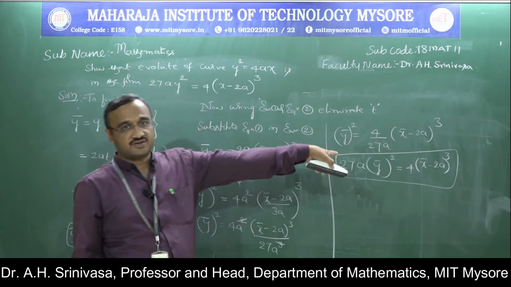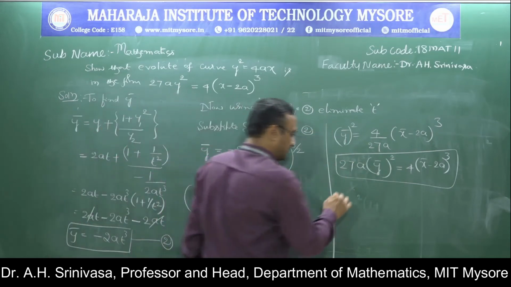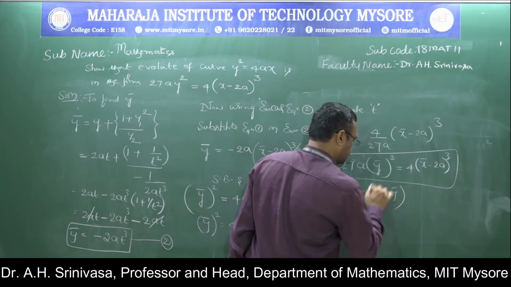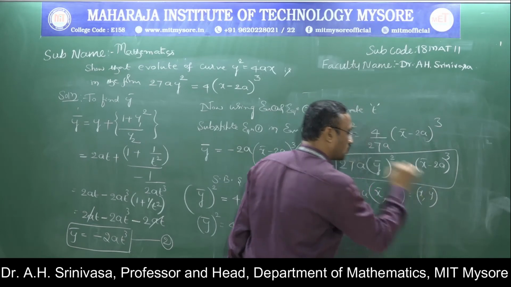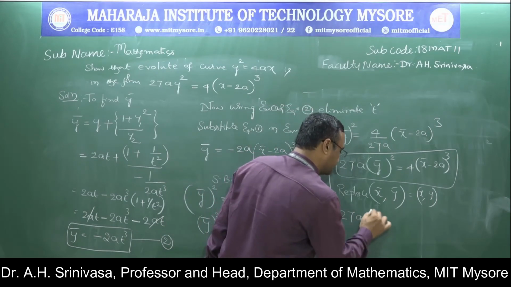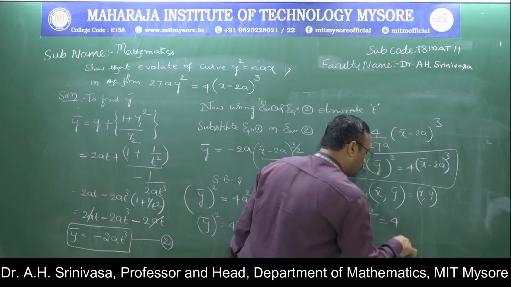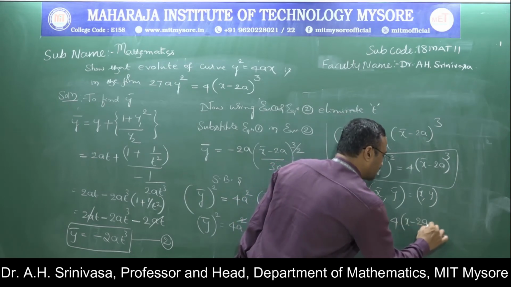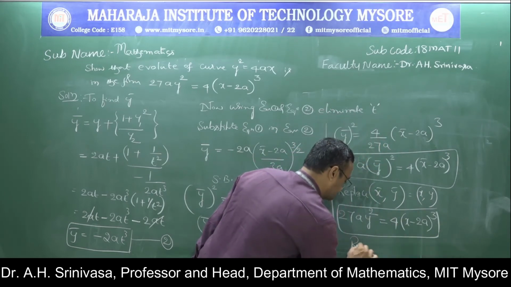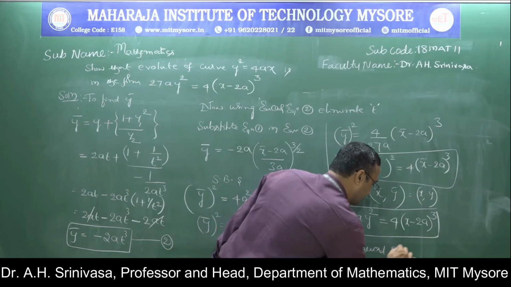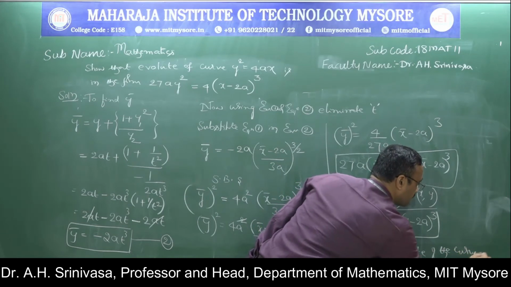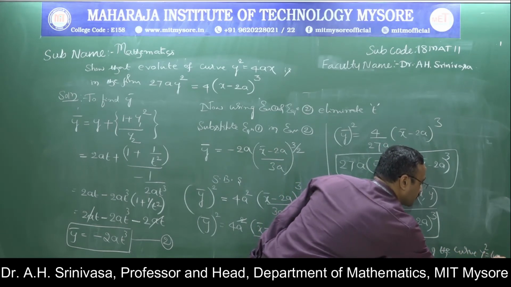Now the equation should be in the form of center of curvature. The next step is replace x bar, y bar with x comma y. If we replace that, we have 27a y square should be equal to 4 times of x minus 2a whole power 3. So this is the required evolute of the curve y square equal to 4ax.